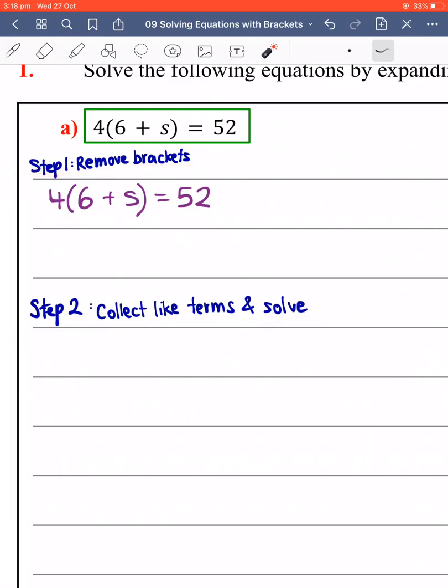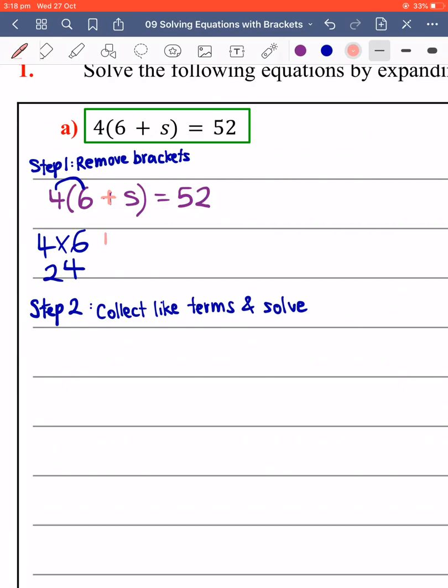So when we have our question, remember when we are getting rid of the brackets, what it means is we have to multiply each term inside the bracket by the one outside. So I'm going to do one at a time. So 4 multiplied by 6 gives me 24.